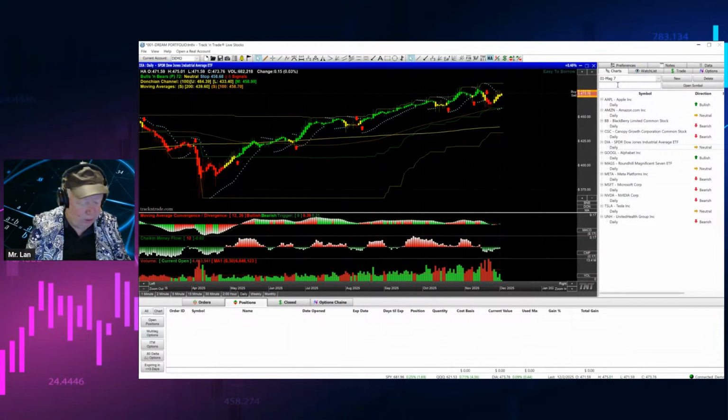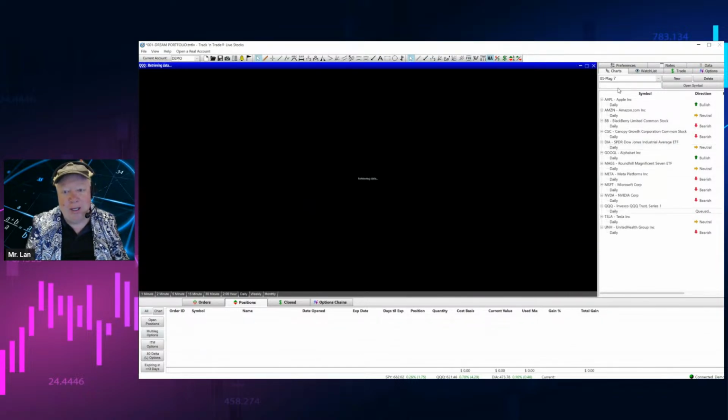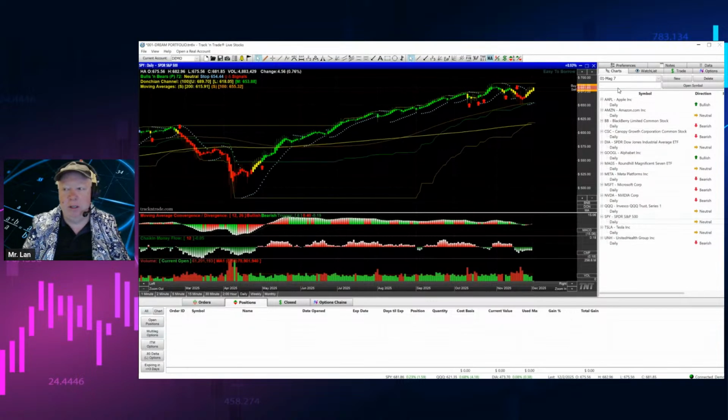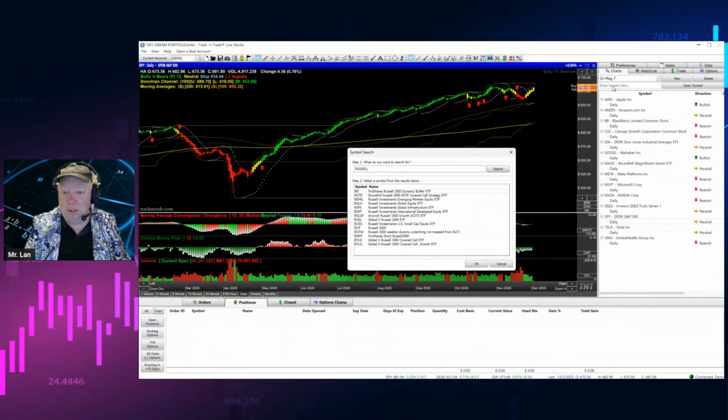We also like to look at the indexes. So we're going to pull up the Qs. This is the NASDAQ ETF. We're also going to look at the SPY, which is the S&P 500. And what's the other one? We've got the Russell 2000. We're going to find the symbol here, if it'll pop up for us. Come on, Track and Trade, pop up for us. It didn't like that I put Russell. Let's just put Russell. There we go.